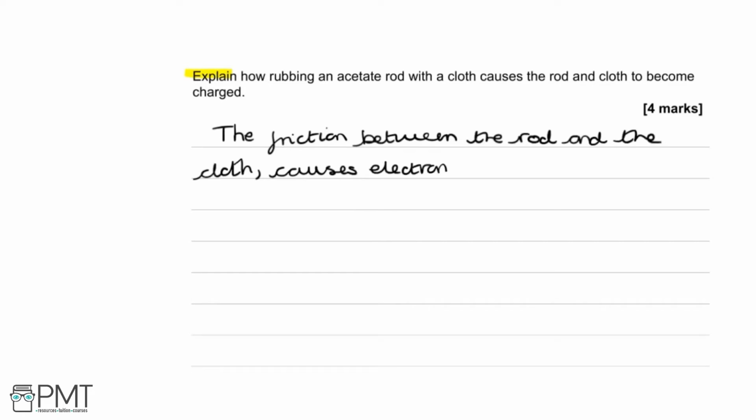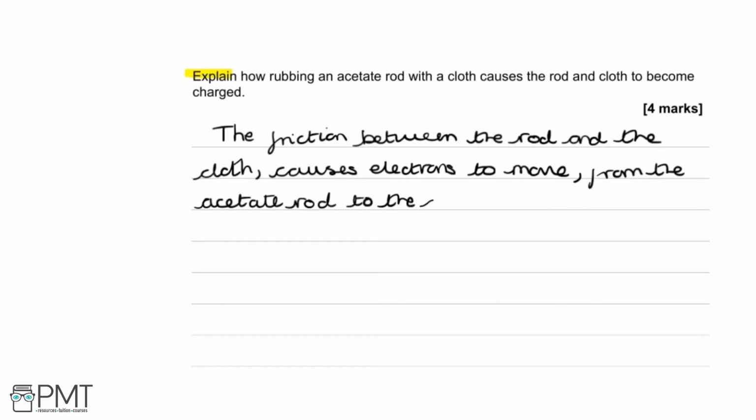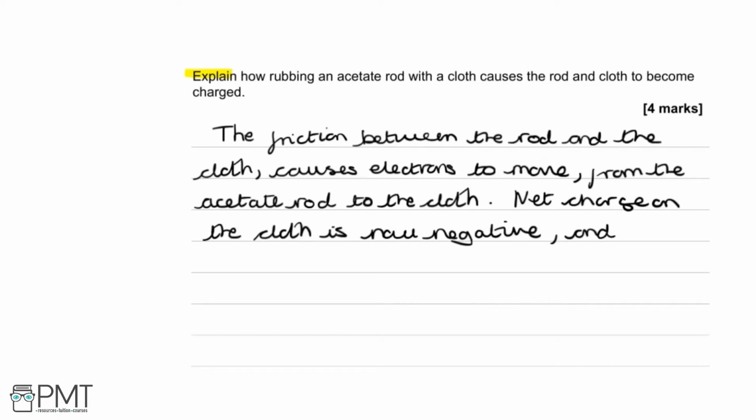causes electrons to move from the acetate rod to the cloth. So now there are more electrons than positive charges on the cloth and fewer electrons than positive charges on the rod. So the net charge on the cloth is now negative, and the net charge on the rod is now positive.